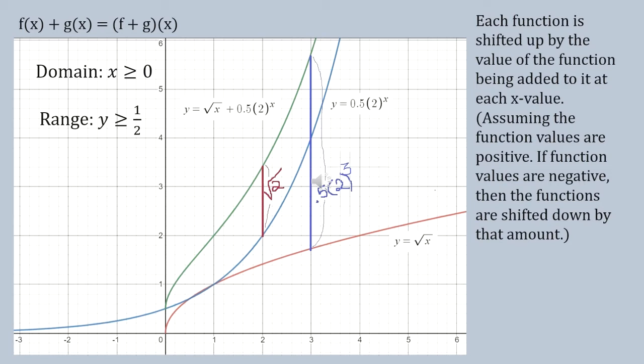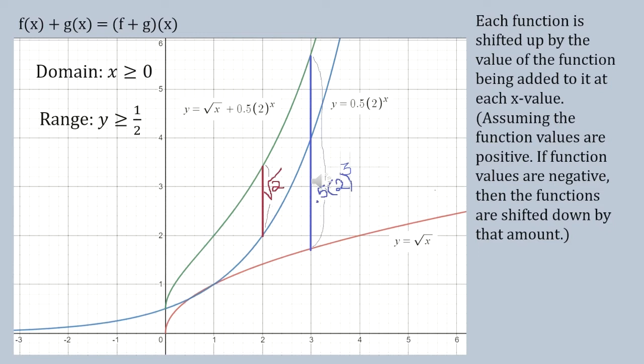If you look at x equals 3, if I took the value of the exponential function and added it to the square root of 3, I will get the resulting function on the sum. And I could do that at any one of the x values. I just picked 2 and 3 because they were nicely illustrated in the middle of the graph. So again, when you add functions, you literally are just adding the individual function values to create your resulting sum.